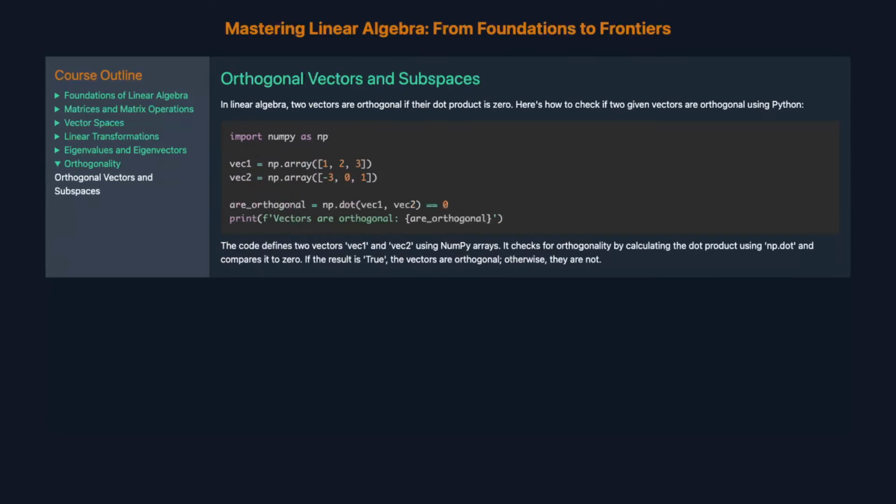Orthogonal vectors and subspaces. In linear algebra, two vectors are orthogonal if their dot product is 0. Here's how to check if two given vectors are orthogonal using Python. The code defines two vectors v1 and v2 using NumPy arrays. It checks for orthogonality by calculating the dot product using np.dot and compares it to 0. If the result is true, the vectors are orthogonal, otherwise they are not.